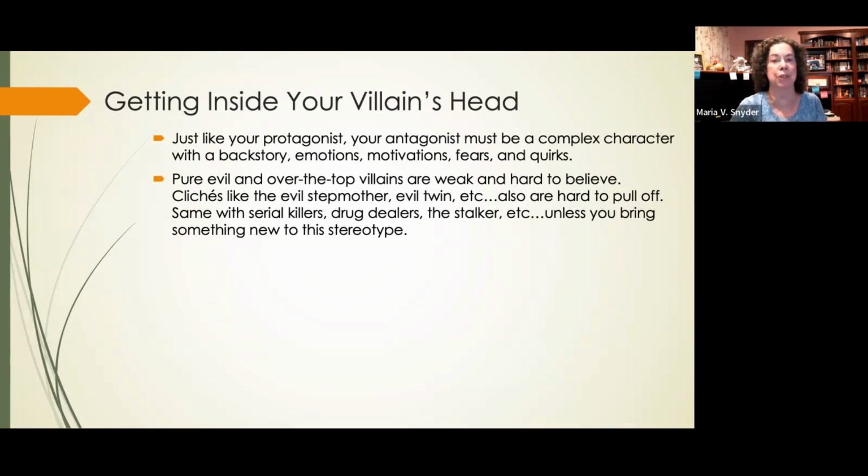Cliches like the evil stepmother and the evil twin are kind of hard to pull off, and plus, they've been done quite a bit. The same goes for serial killers, drug dealers, and the stalker, like Alex Forrest. You can use those stereotypes if you bring something new to it, something that hasn't been done. You can't just say, well, he's a serial killer, so he's bad, and that's all the work I need to do. No, you need to know why he's doing this. What are his motivations, his goals, and we will get to that.